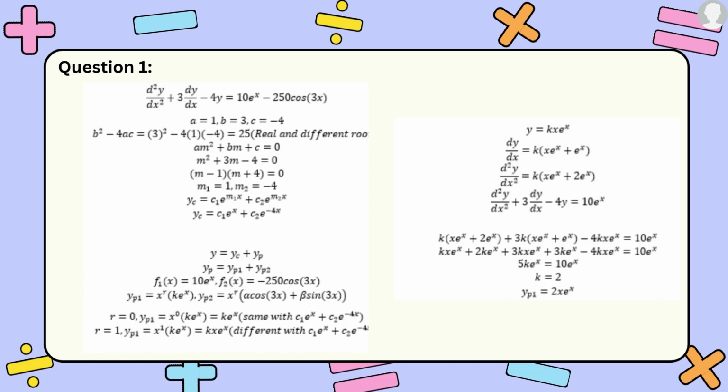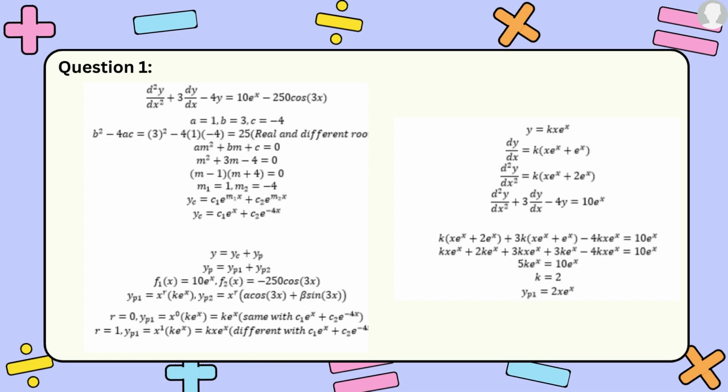We need to choose a correct yp according to the type of f(x). So yp equals yp1 plus yp2. So f1(x) is equal to 10e^x and the other, f2(x), is -250 cos 3x. So for yp1 equals x^r (k e^x), while yp2 is equal to x^r (alpha cos 3x + beta sin 3x).